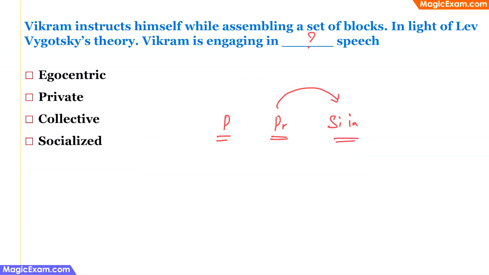So here the correct answer can be private speech or inner speech. But here we are being told that Vikram is instructing himself while assembling a set of blocks. That is, people can see that he is talking to himself. So this has to be private speech. So when we look at the answers, private speech is the correct answer. And silent inner speech is not even mentioned in any of the answer choices. Therefore, there cannot be any confusion.